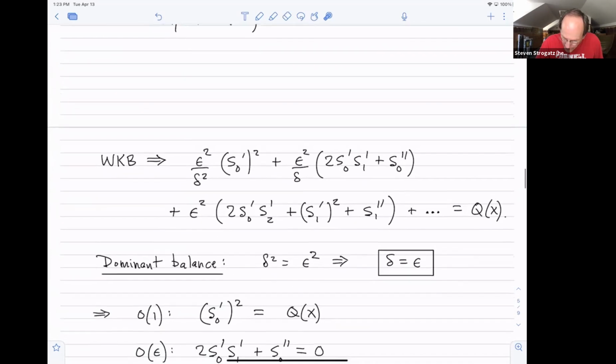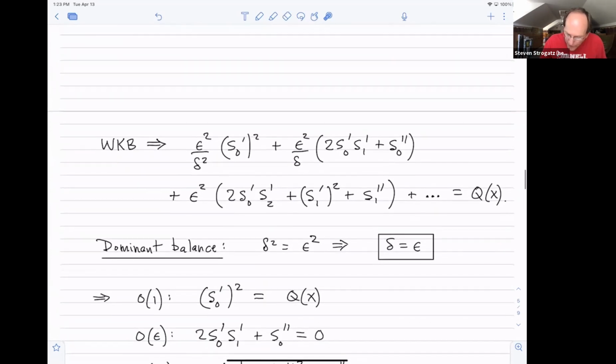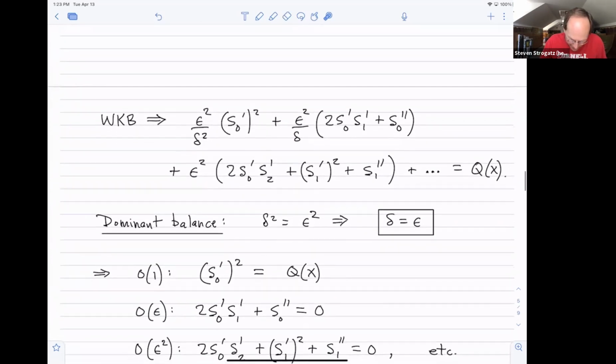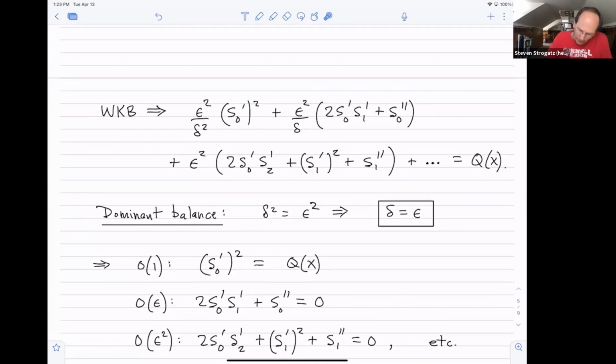So all right, putting in delta equals epsilon, you can read off the terms in this hierarchy. There's 3 of them. At order 1, you have an equation where this term is being equated to this term, q of x. So that's what we've got right there. S0 prime squared is q.